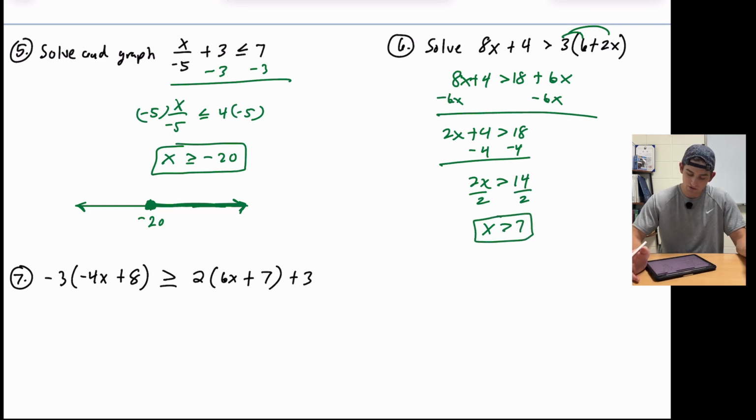All right, so it doesn't tell us to graph this one, but once again, if we think about it, open circle on 7 and shading to the right.